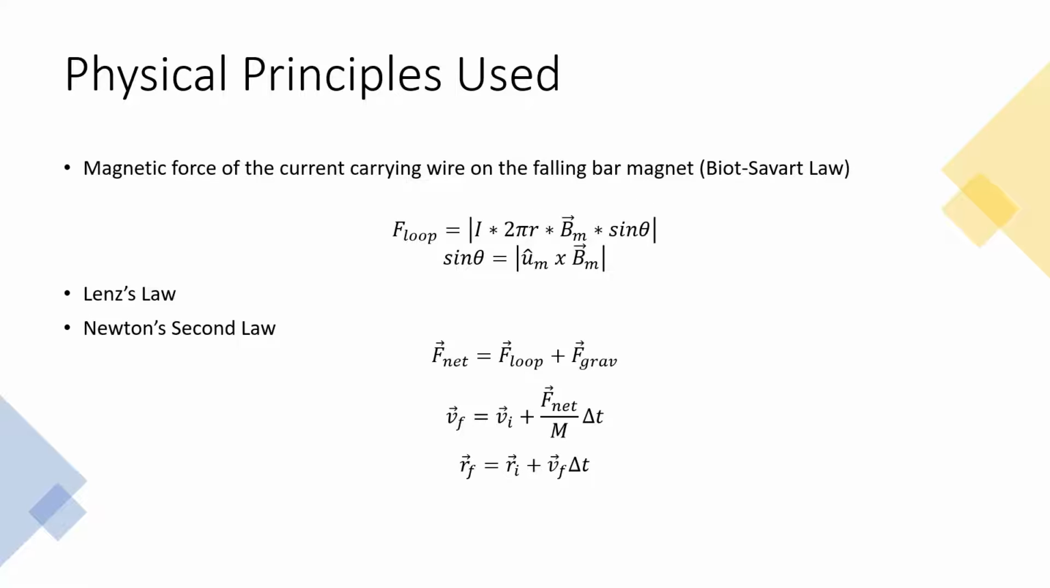Then we apply the magnetic force of the current-carrying wire on the falling bar magnet to find the magnitude of the magnetic force on the magnet. We sum that value up with the gravitational force to find the net force on the bar magnet. Lenz's law tells us that the direction of any magnetic field produced by an induced current will be opposite in direction to the change in the original field. And finally, Newton's second law, the momentum principle, allows us to update the velocity and position of the bar magnet as a result of the force on the bar magnet over time.